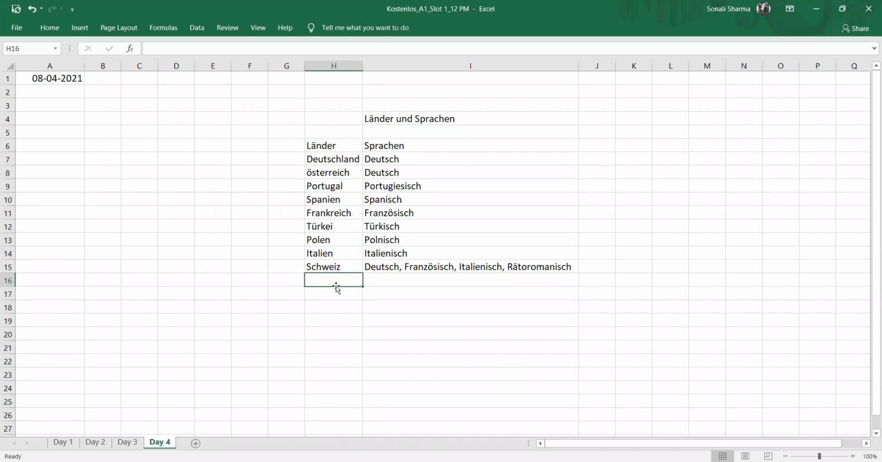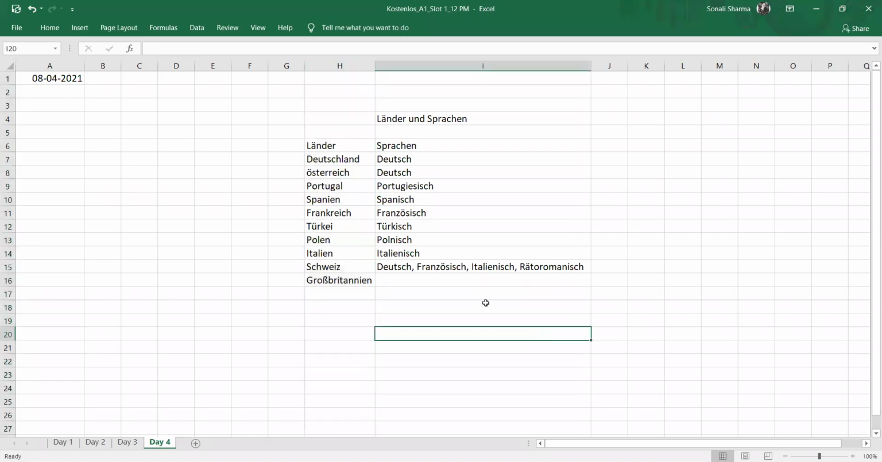Vier Sprachen. Next country is Great Britain. For Great Britain, the word is Großbritannien. That is Great Britain. And the language is English. This word English we have learned yesterday only when the question was: Welche Sprachen sprechen Sie? Ich spreche Hindi, English und ein wenig Deutsch. So Großbritannien is Great Britain and the language is English.